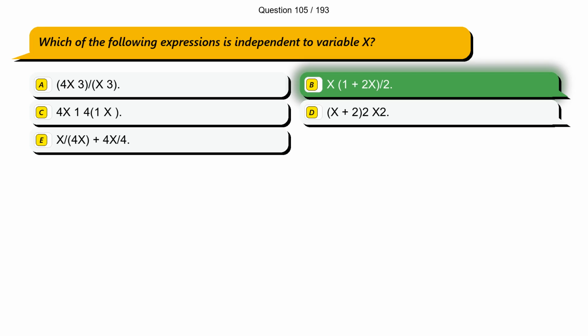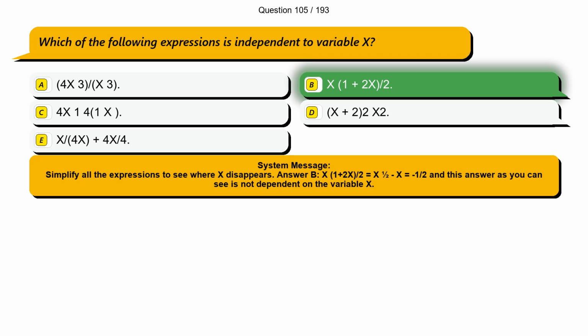The correct answer is option B, x(1 plus 2x), 2. Simplify all the expressions to see where x disappears. Answer B, x(1 plus 2x), 2 equals x 1/2, x equals minus 1/2, and this answer, as you can see, is not dependent on the variable x.